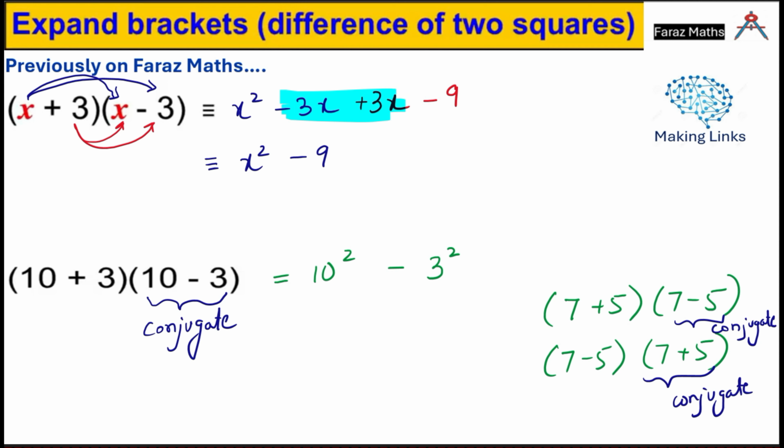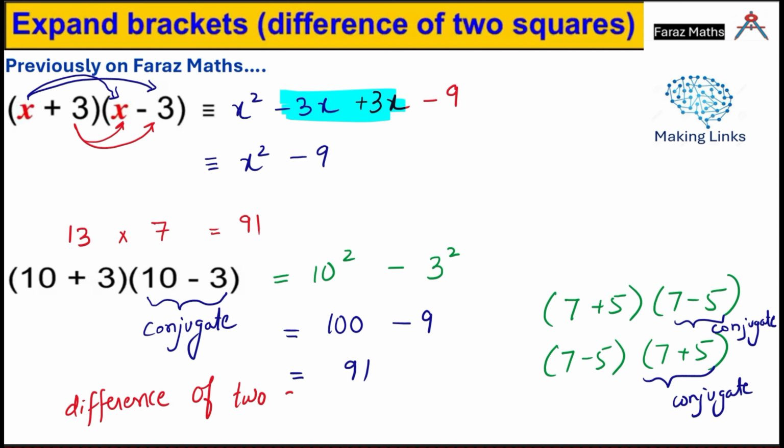So whenever you see the second bracket is the conjugate of the first bracket, we can do it in this way: 10 square minus 3 square, and that will give you 100 minus 9. 100 minus 9 is 91. And you can check it also: 10 plus 3 is 13, and then times, because a bracket means multiplication, 10 minus 3 is 7. 13 times 7 is equal to 91. So that is a difference of two squares.